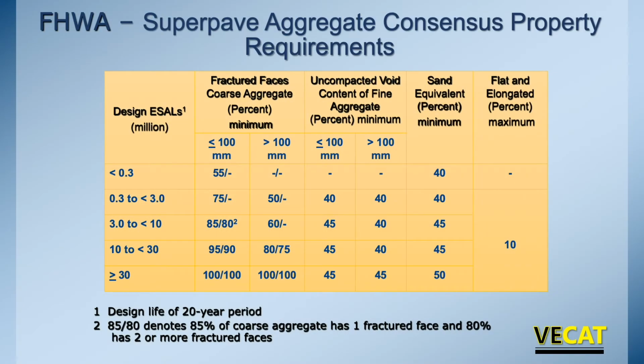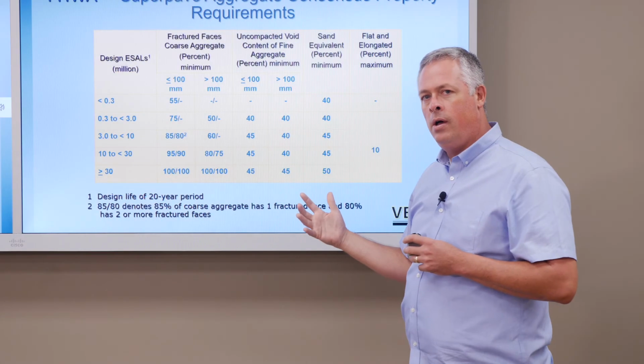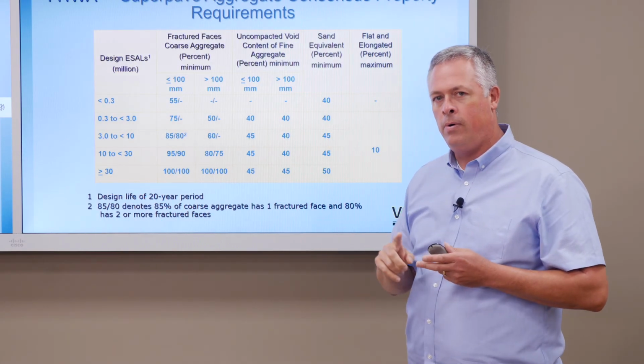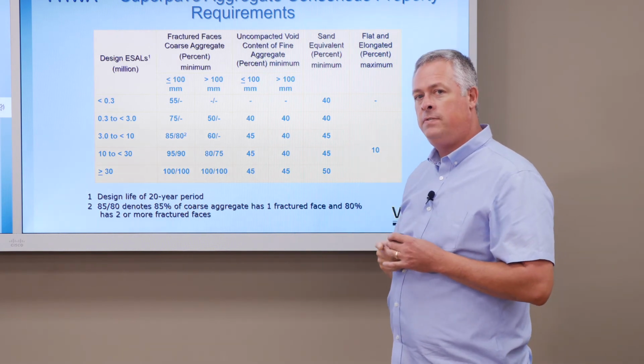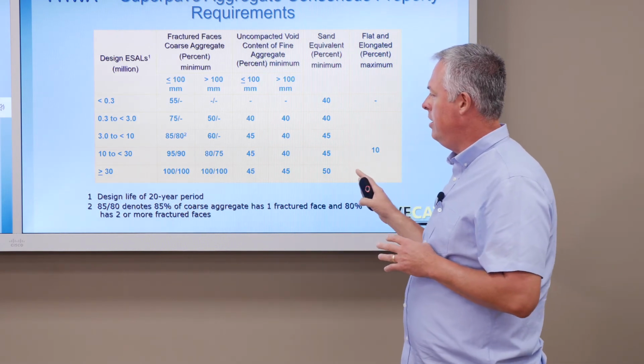So this is the FHWA chart. Again, you really don't need to memorize this, but it's important to know. We teach this because it's part of the requirement for Superpave mix design for VDOT. VDOT specifications kind of spawned from the FHWA specifications. However, if you're doing work for an airport, for a parkway, for a federal job, there are specific specifications for that work. You do need to know those.